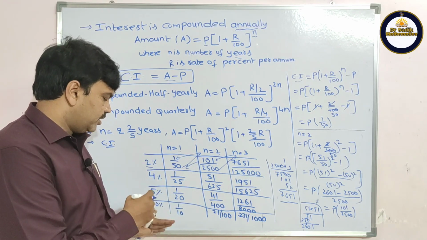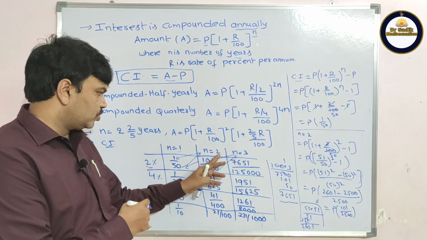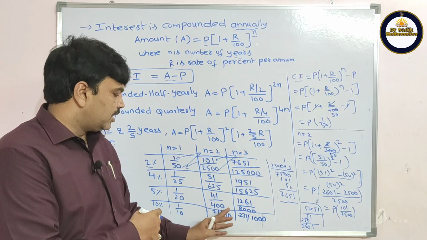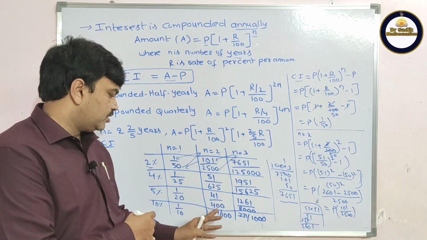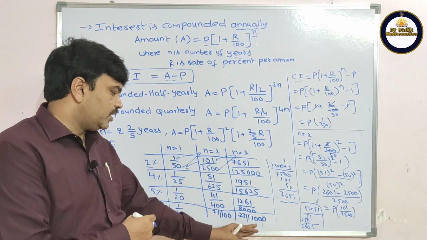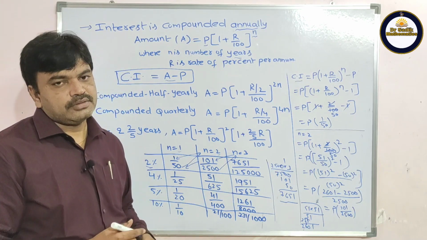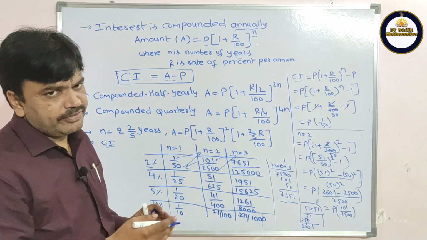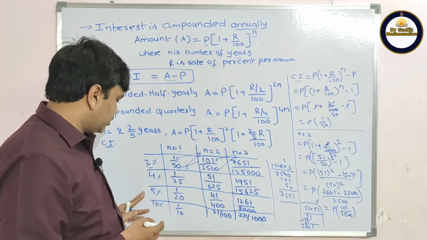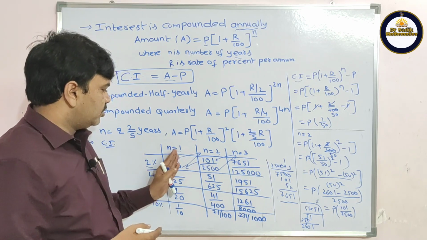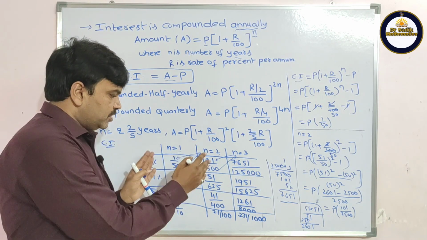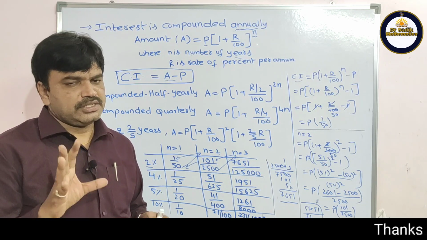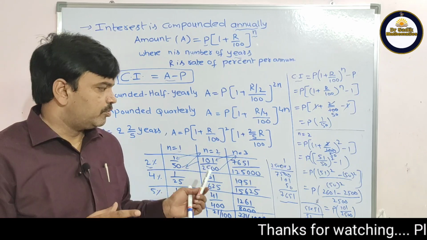We can easily remember, friends. 10% is the same: 10 by 100, 1 by 10. 10 into 2, 20 plus 1, 21 by 100. Now 100 into 3 is 300, plus 21 is 321, plus 10 is 331 by 10 cube, that is 1000. If you remember this table, friends, with the values 2%, 4%, 5% and 10% and n is equal to 1, 2, 3, we can solve any problem within 30 seconds, friends. Please remember this table.